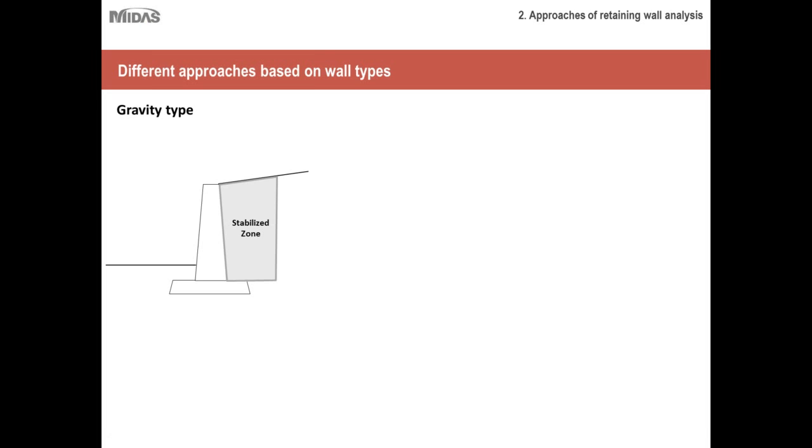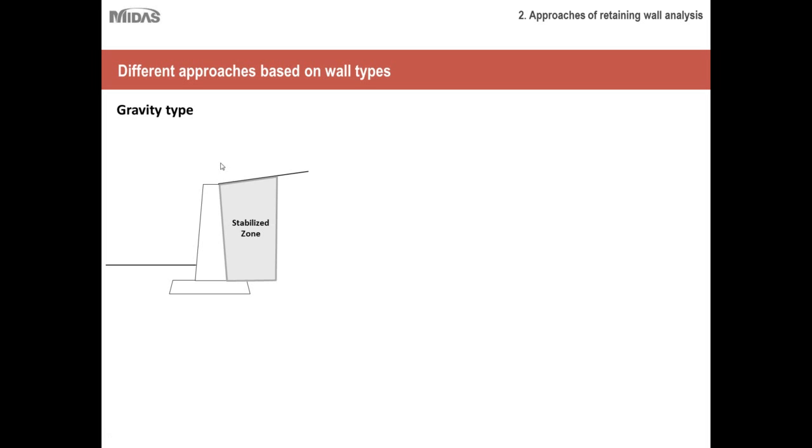So as you can see, for gravity type of retaining wall, there is something called a stabilized zone. Now this is called a stabilized zone because this is basically backfill for the retaining wall. So we can control this material property. We can consolidate it if you want. So this is something that we can control, whereas outside this stabilized zone exists the natural soil, and this behavior is not really under our governance.